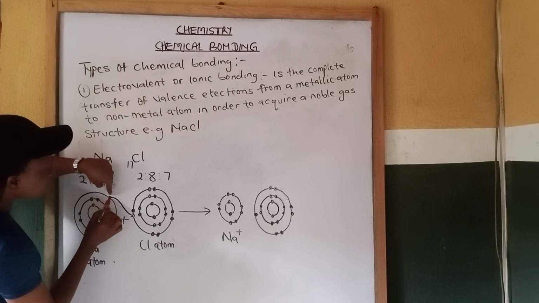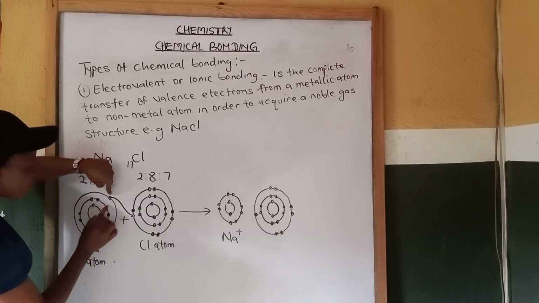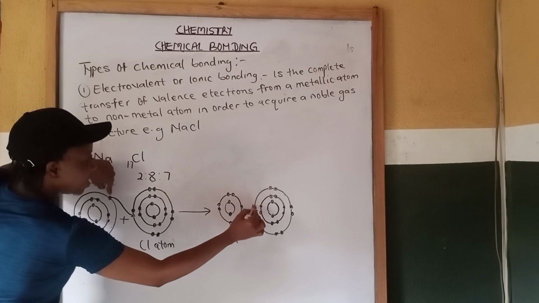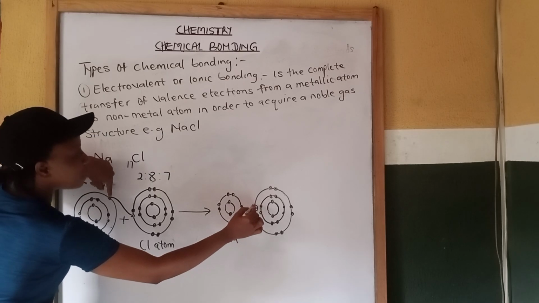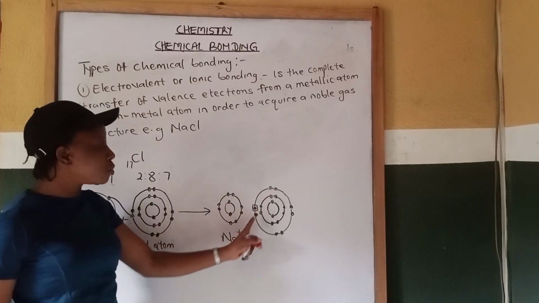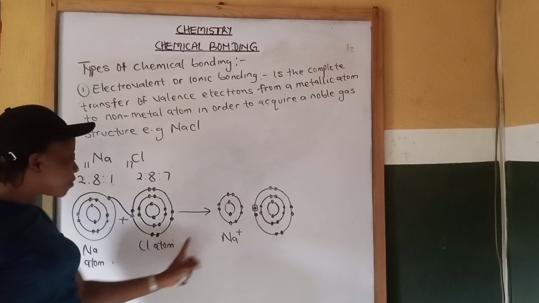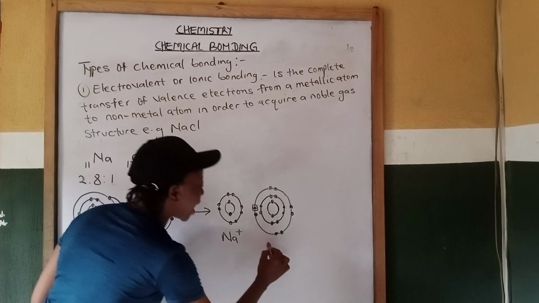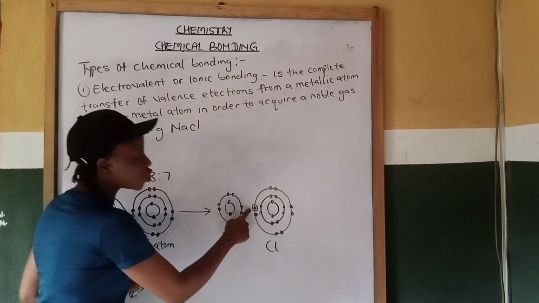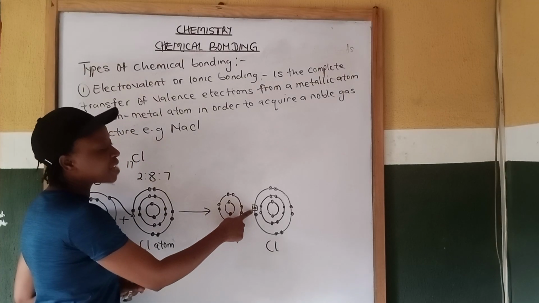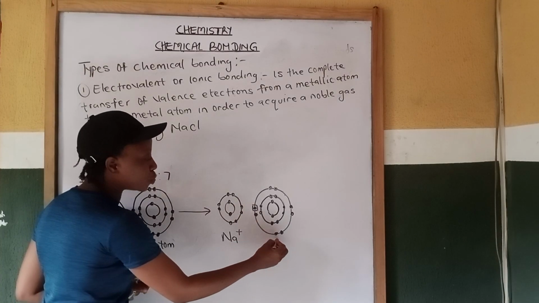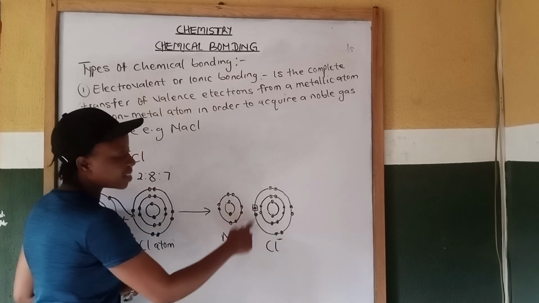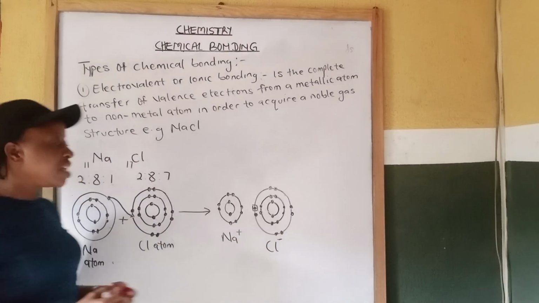So the electron coming from sodium will then enter here. The electron will enter here. So this is the electron from what? From sodium. So therefore this is the electron from sodium. Therefore chlorine now will become an ion. So it accepted 1 electron. So you put minus. This minus means -1. That is, it has accepted 1 electron.